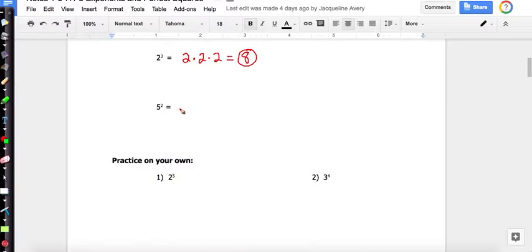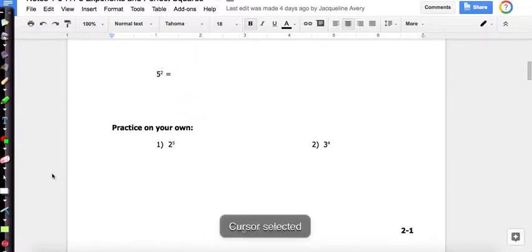Now, 5 squared, we have a base of 5 and an exponent of 2, so we write 5 times 5, and 5 times 5 is 25. Now, if you've got the idea, go ahead and try these on your own. You can pause the video and then turn it back on to see how you did.